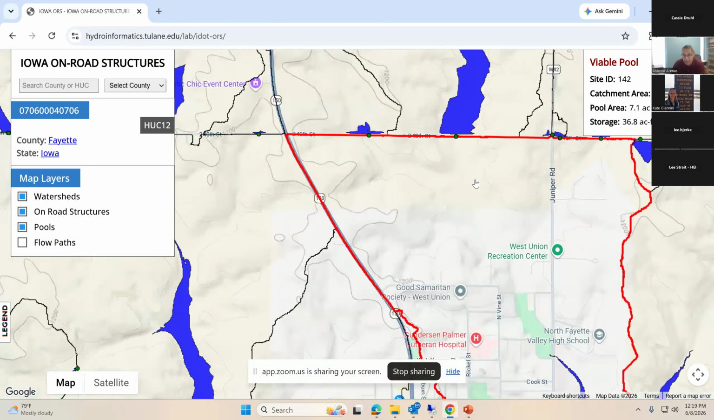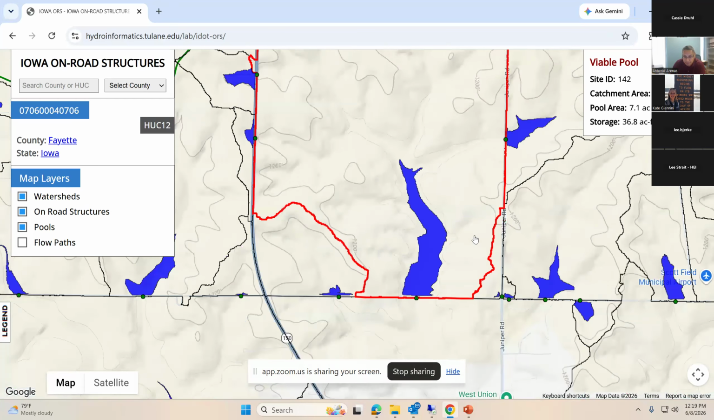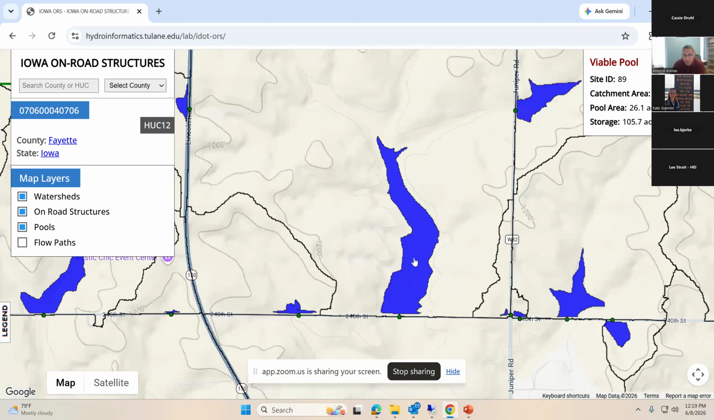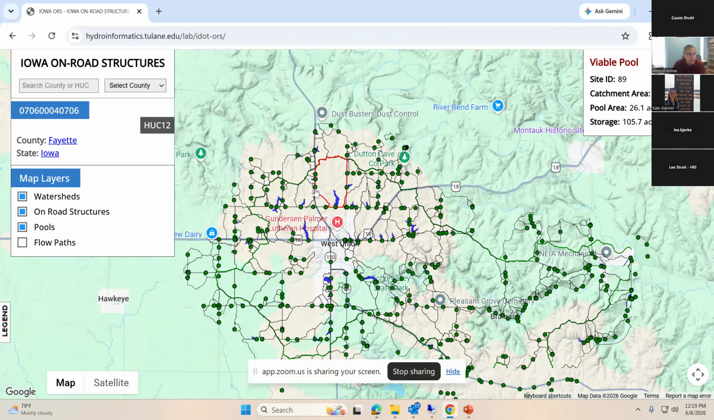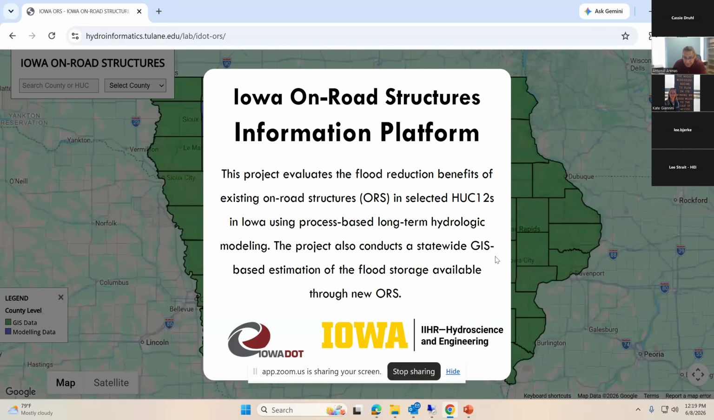So if I navigate to another one, a very large one here, for example, we have here a catchment area of almost 900 acres, which is represented here by the red line, a pool area of 26 acres, and a total storage of about 100 acre feet here. So that is information available anywhere in the state.